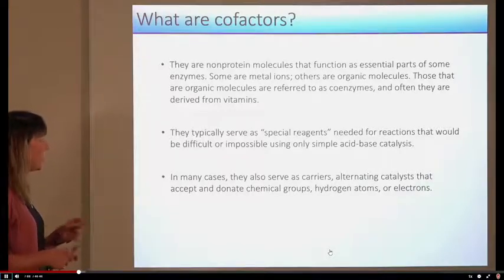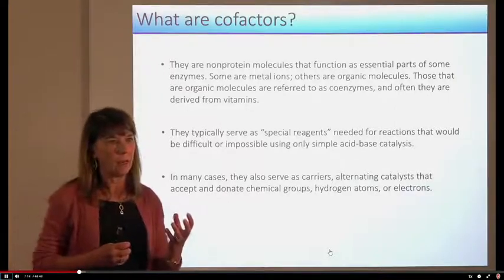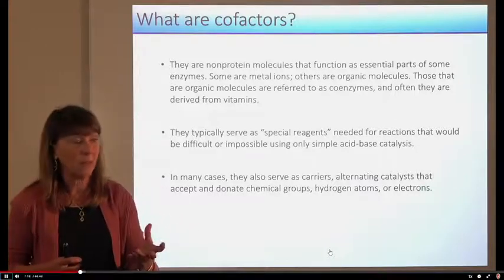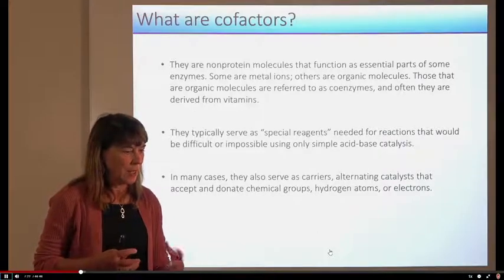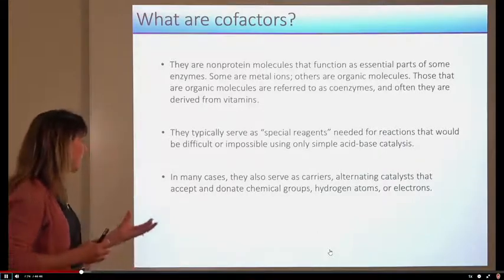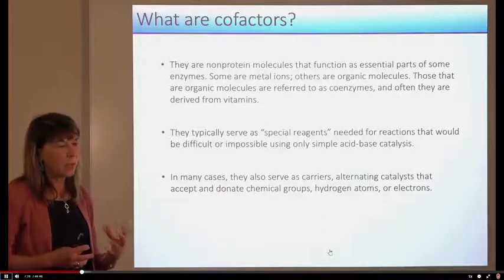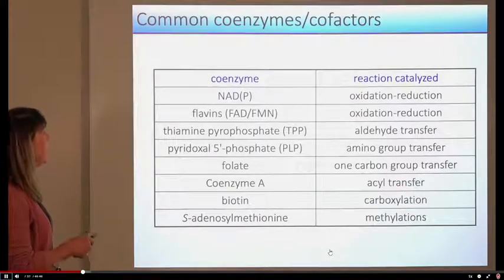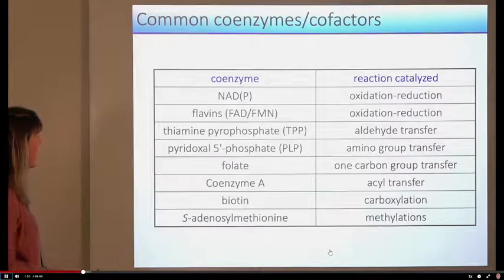And what happens is there's special reagents, right? They can do reactions that the regular amino acid side chains can't do. Amino acid side chains are good nucleophiles, and they're good acid bases, depending on which ones you're looking at. But they cannot accept electrons, and they cannot carry groups around for the most part. And so that's what these cofactors are necessary for. So the common coenzymes, cofactors, and I said you can take a whole course about this, but these are the ones that you would typically see.